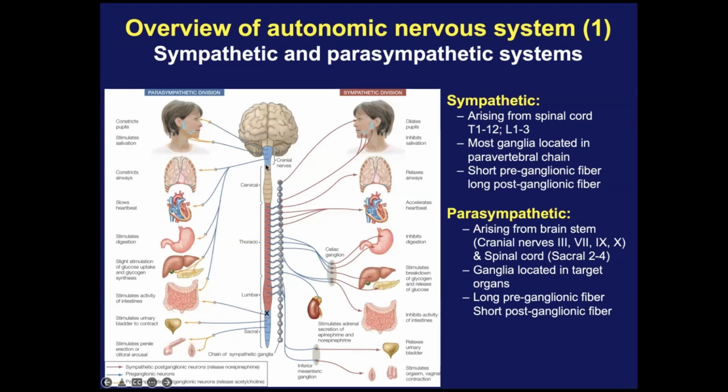We can also see that the first neuron, the fiber, is longer. And the ganglia where the two neurons connect are located either near or inside the target organs. And accordingly, the first neuron is longer and the second neuron is shorter, which is in contrast to the sympathetic nervous system.